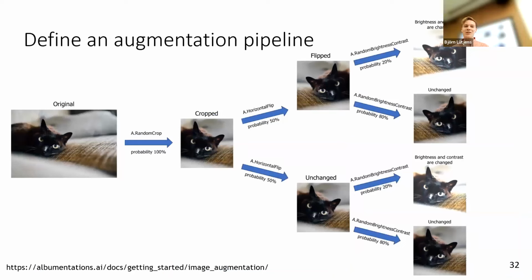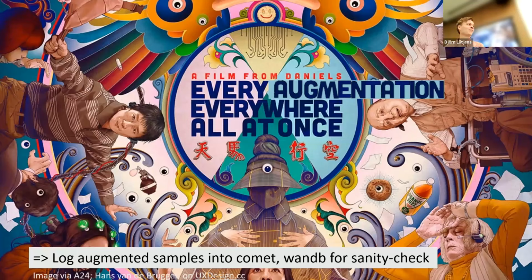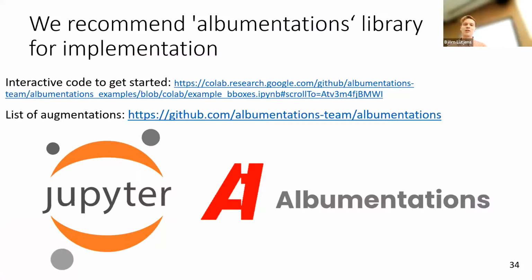So for the implementation, you generally want to define an augmentation pipeline with multiple augmentations. You start with your image, you load it into memory in your get item function. And then once it's in memory, you apply augmentation pipelines such as cropping, flipping, brightness, and then all the other augmentations. However, take care to not overdo it. You might end up in a situation where you've applied every augmentation everywhere all at once. So my recommendation is to log the augmented samples into Comet or Wandb, just for a sanity check that these are still somewhat real looking images.